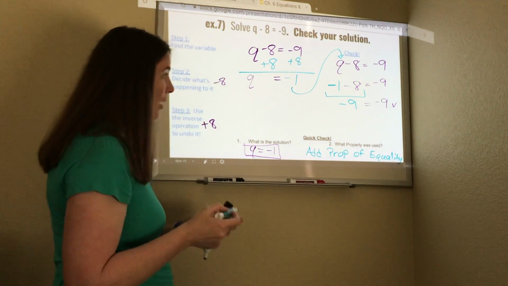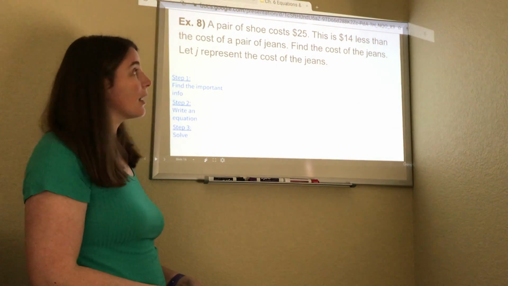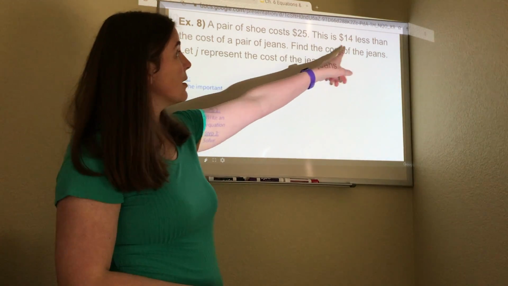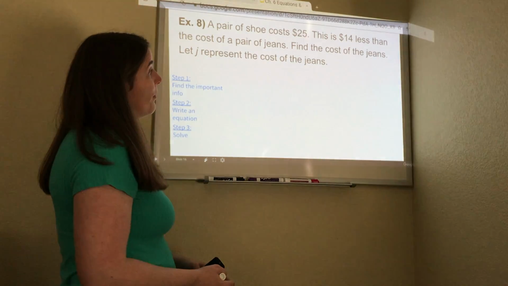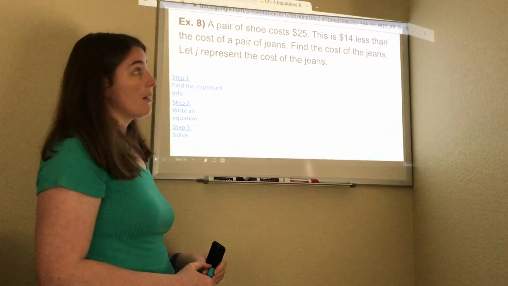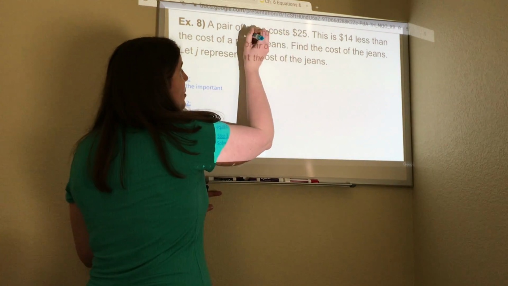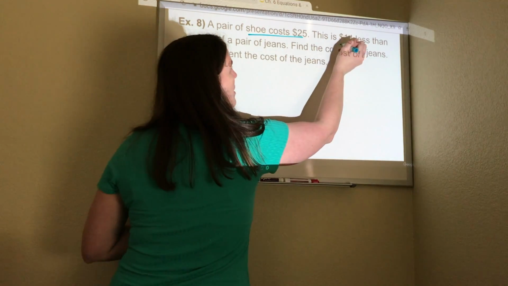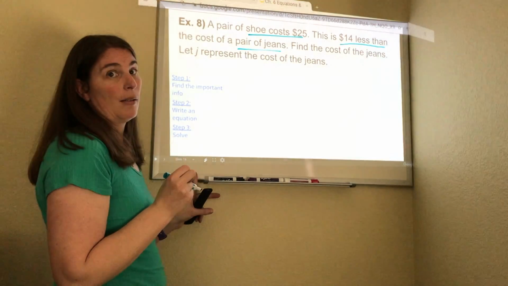Okay. All right, here's our next problem, number 8. So let's go ahead and read it together. A pair of shoes costs $25. This is $14 less than the cost of a pair of jeans. Find the cost of the jeans. Let J represent the cost of the jeans. So let's go ahead and find the important information. I know that the shoes cost $25. This is $14 less than the pair of jeans.